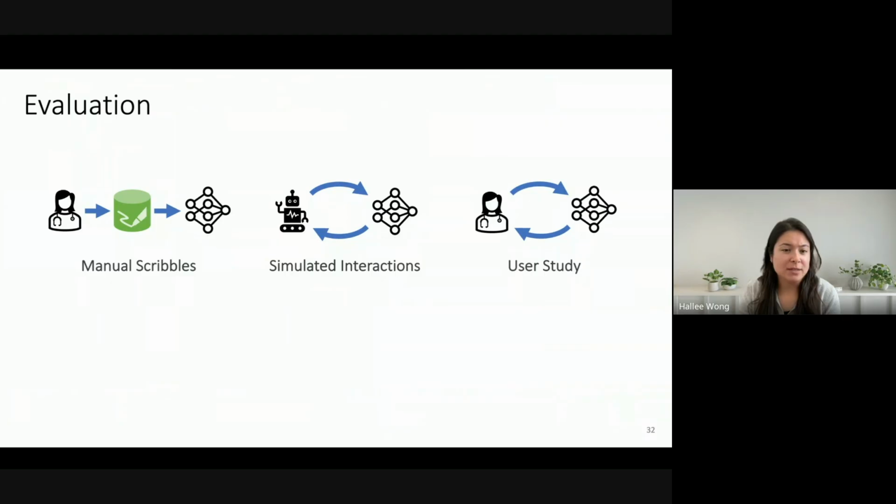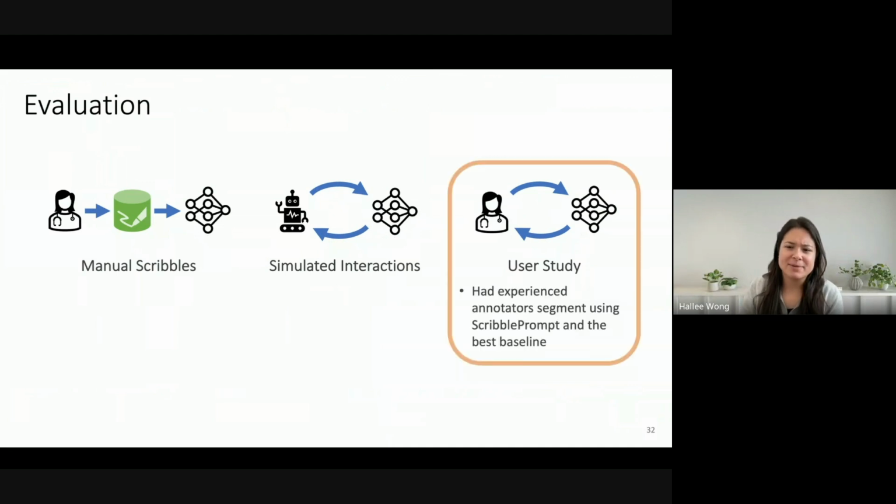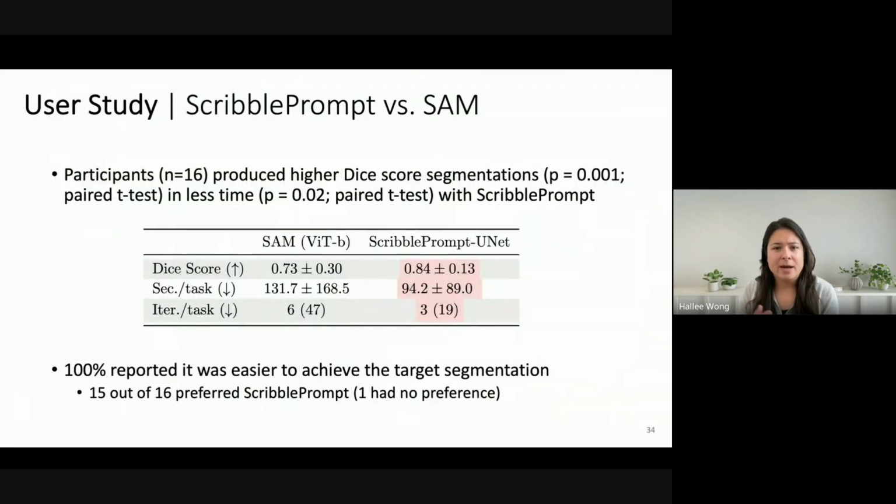In this work, we did a lot of evaluations. We collected a data set of manual scribbles. We also did experiments simulating interactions, and we did a user study as well. For the sake of time, I'm just going to highlight the results of the user study. So in this user study, we compared ScribblePrompt to SAM. SAM was actually the strongest baseline in our experiments with the manual and simulated interactions. This was in terms of generalization performance.